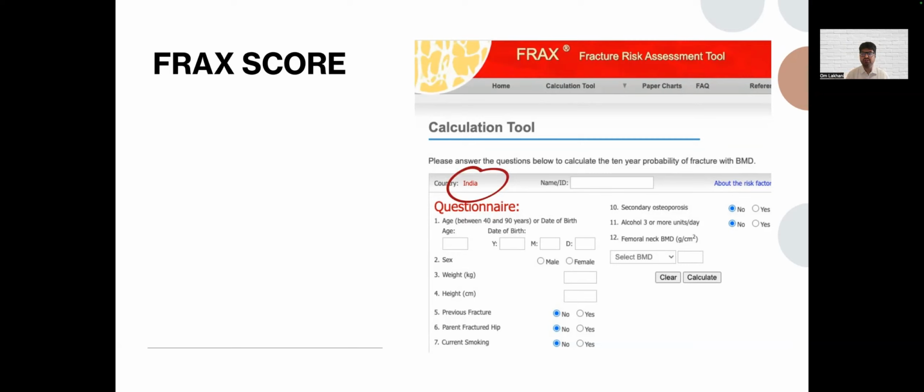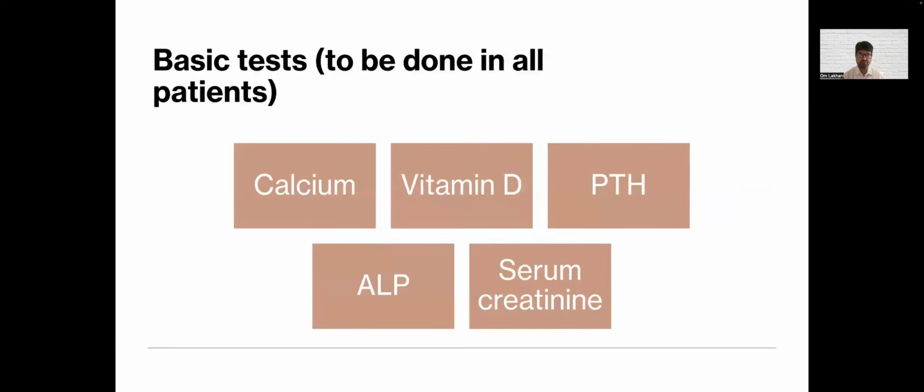The FRAX score uses a certain questionnaire which you need to fill up. You can see the questionnaire easily from Google, so it's very easy to calculate. Now, the femoral neck bone mineral density is optional, so you can calculate FRAX without adding the femoral neck BMD also. However, it is always better to include the femoral neck BMD if you have the data available. So you need to calculate the FRAX score. That's the first step in assessment of a patient with low BMD.